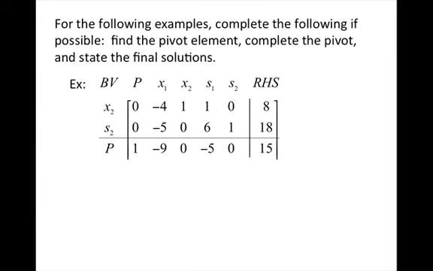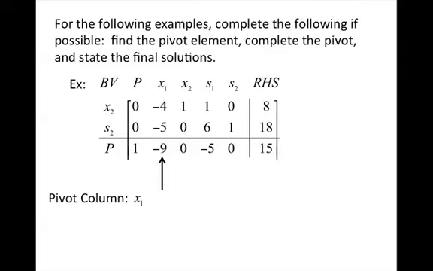Now let's look at our final example. In my last row, I've got 2 negative values, so I know this is not my final table. I have a negative 9 and a negative 5. You look for the smallest negative value for your pivot column. So this time my pivot column is with the negative 9, so my pivot column is x sub 1.